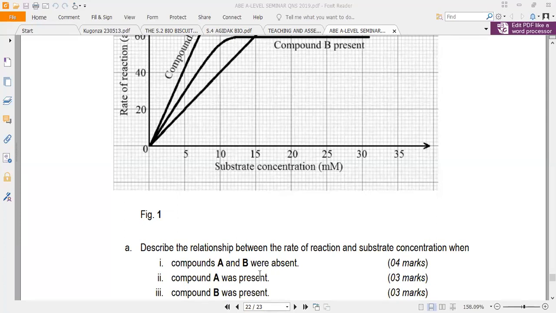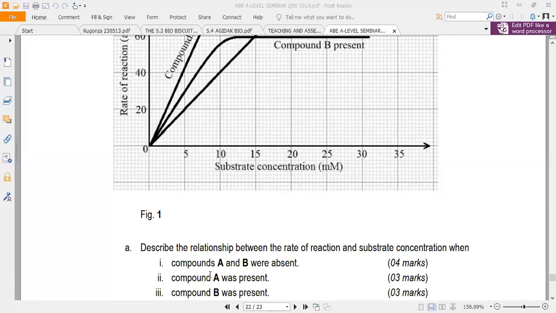Then after, I want you to write the expected responses. How do you describe the relationship between the rate of reaction and substrate concentration when compound A was present, and when compound B is also present? I'm giving you 3 minutes for that assignment. Then if you have finished writing, kindly raise up your hand and read for us what you have written exactly. Don't brainstorm from the head. First, write how you describe. Then read for us what you have written.